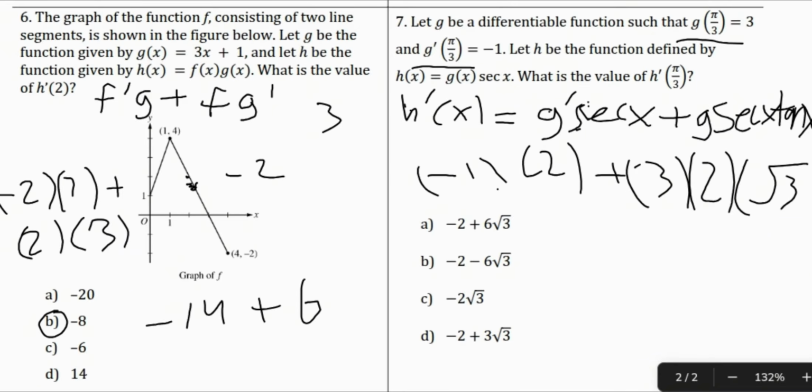So simplifying all of this, we have -2 plus 6 times √3. So our answer here will be A.